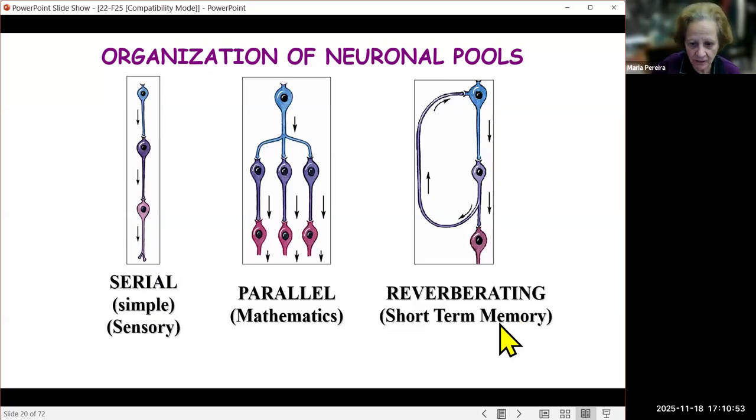And this network is very interesting. So this kind of a pool of network is involved in generating memory. Why? Because you have one neuron synapsing with this one. And this one has a collateral. So it will synapse with this, but then the action potential goes back to the first one, and it continues going back and forth to generate a very strong synapse. And that's what is necessary to generate memory.